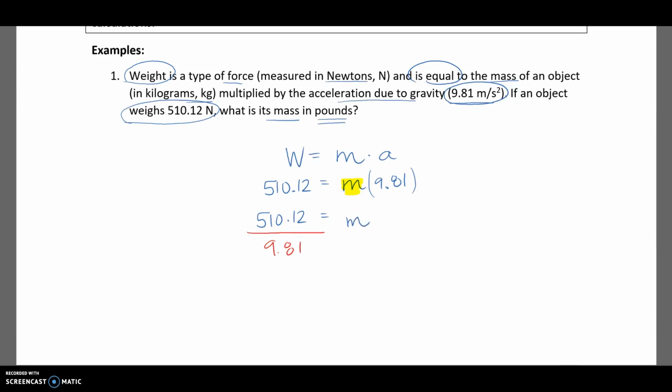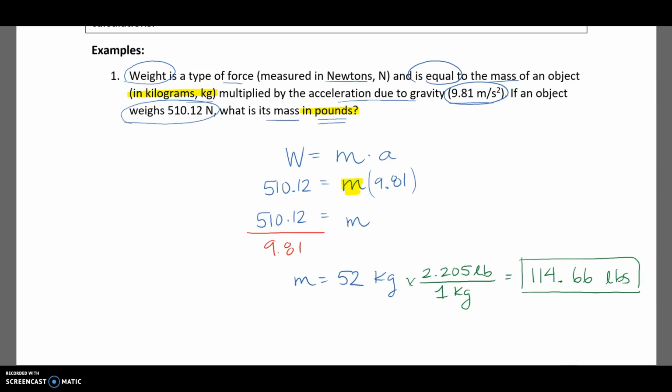When I do this in the calculator, 510.12 divided by 9.81, I find that the mass is 52. It's important to pay attention to the units. This equation gives us our mass in kilograms. Since the question asks us for pounds, I'll need to do a unit conversion here. Using your conversion factor, I know that there are 2.205 pounds in 1 kilogram. So I can do the conversion that this object must have a mass of 114.66 pounds.